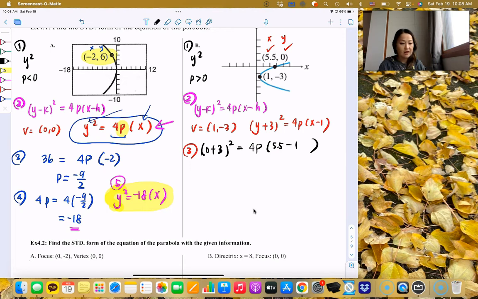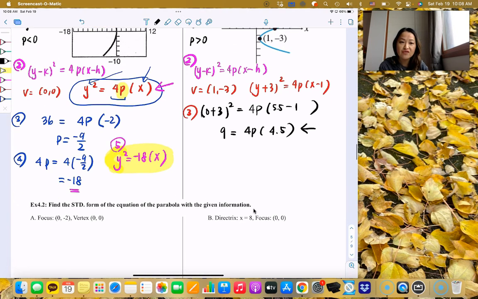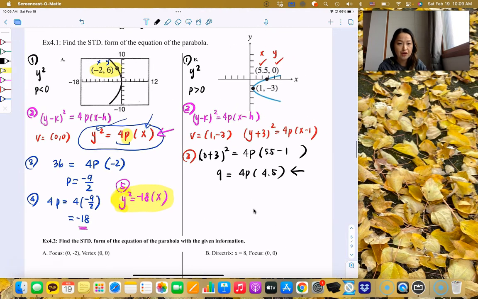What happens here then, right? Wait a minute, y plus 3. Okay, let's just calculate, right? So we get 9, because it's 3 squared, right? And 4p, I don't know what that is, but I know this guy for sure it's 4.5. It's going to be easier for us to calculate if you convert that to a fraction. So let's do that, okay?